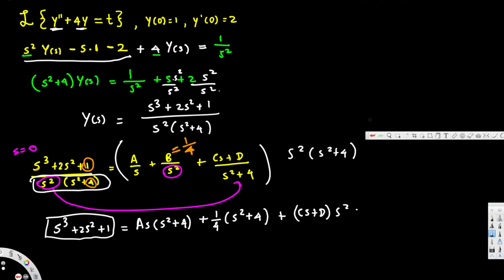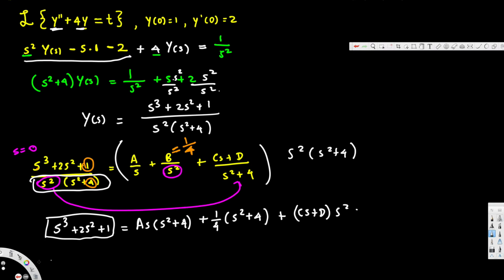Now the next thing is we are going to expand all of these things. As times s square, that's going to be as cube, plus as times 4, that's going to be 4as, plus 1 over 4 times s square, that's going to be 1 over 4 s square. 1 over 4 times 4, that's going to be just 1. And then cs times s square, that's going to be cs cube. And the next thing is d times s square, that's going to be ds square. On the other side we have s cube plus 2s square plus 1 right here.